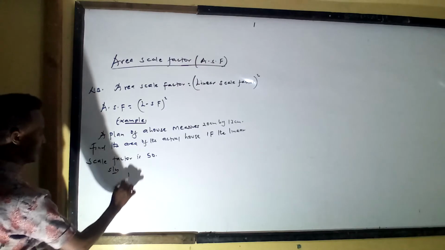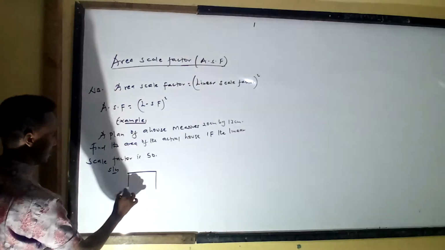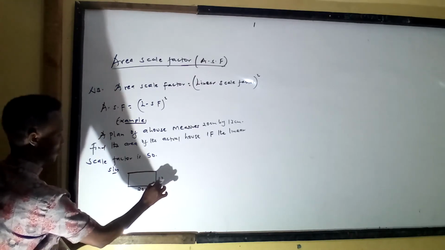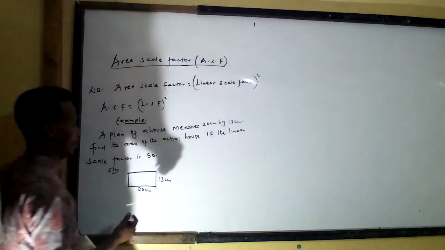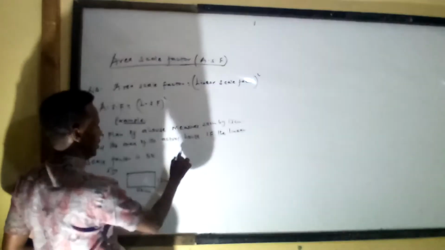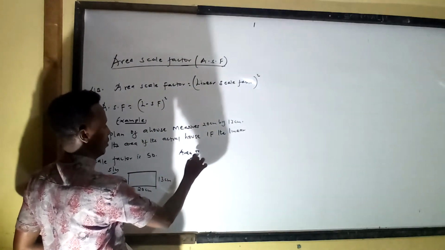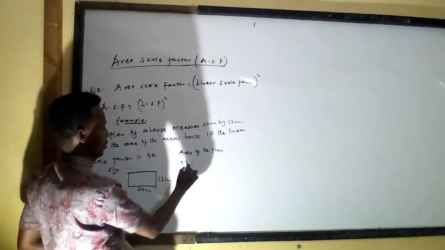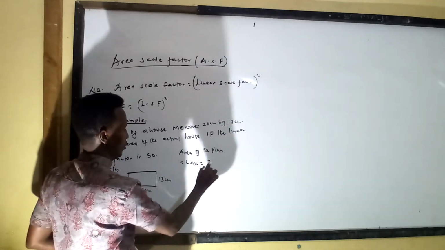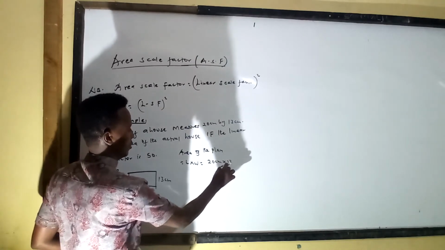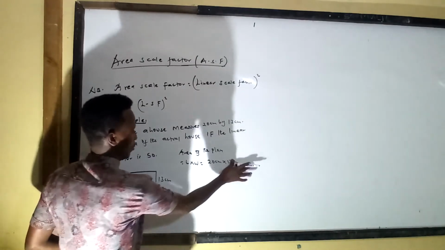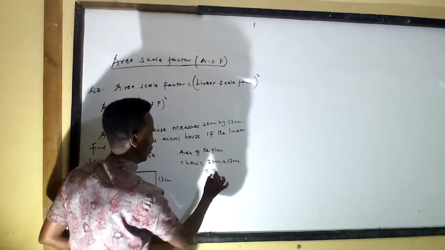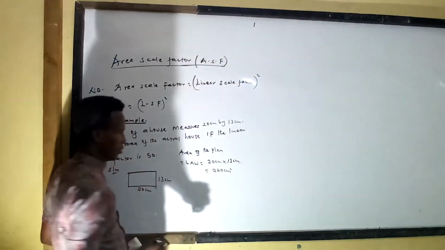So, solution to this problem. Let's say this is a rectangle, so we have 20 centimeter by 13 centimeter. Then we get the area of the plan first. Area of the plan is equal to length times width, which is 20 centimeter times 13 centimeter, which will give you 260 centimeter squared.